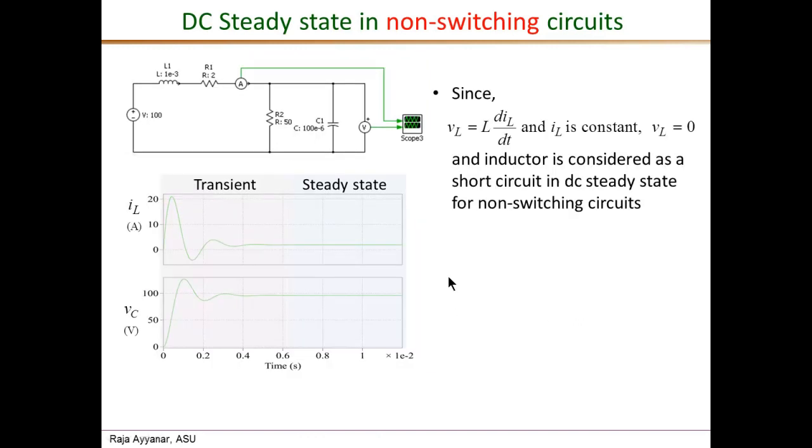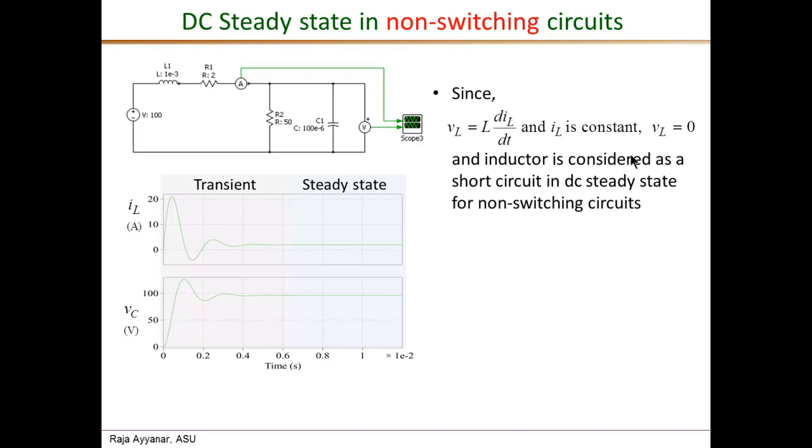Now, since in DC steady state all the quantities are constant, their derivatives would be 0. In particular, the current-voltage relationship for an inductor is VL equals L dIL over dt. And since IL has to be constant instantaneously in DC steady state for non-switching circuits, its derivative should be 0. Therefore, the voltage across the inductor in DC steady state, even instantaneously, is 0.